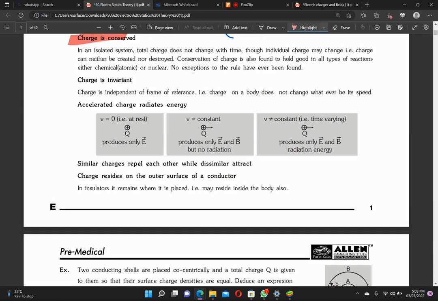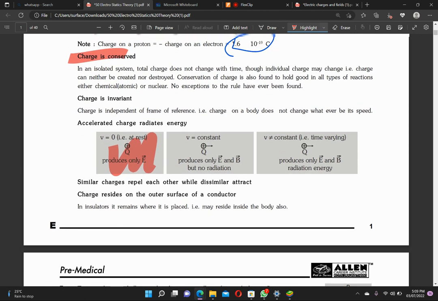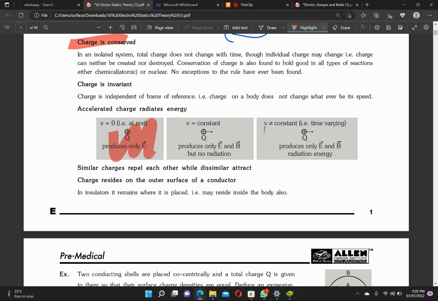So V equals 0, that is at rest, produces only E. V equals constant produces both E and B. And if V is not constant and neither 0, then it produces E and B and radiation energy. If V is constant, it produces a magnetic field, but no radiation. B is nothing but magnetic field.